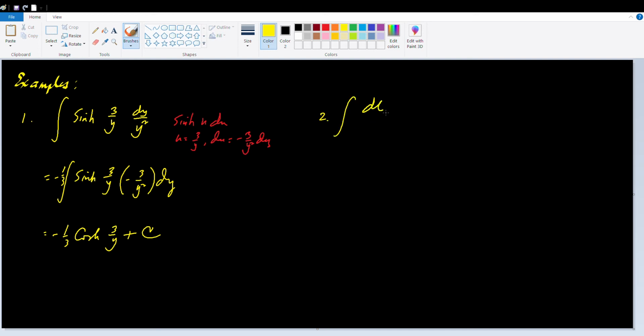Next, we evaluate the integral of dt all over hyperbolic cosine squared of 4t. Now what we do here in our integrand is to take the reciprocal of hyperbolic cosine, which is hyperbolic secant squared 4t dt. So now it is of the form hyperbolic secant squared u du, where our u is 4t and our du is 4 dt. So we shall be writing 1/4, and then the integral of hyperbolic secant squared is hyperbolic tangent of 4t plus c.